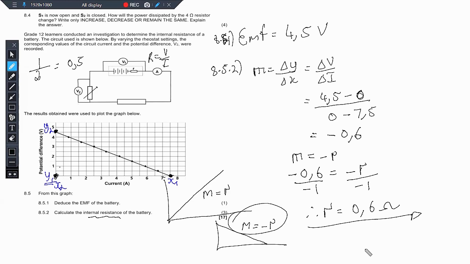So make sure that you pay attention to that and understand what the gradient of the graph represents. The gradient of the graph represents the resistance, right? To find the internal resistance, I simply used the maximum potential difference, which is the EMF, and also the total current. So we know that is supposed to give us the internal resistance, right? That's how you were supposed to tackle this question, all for a total of 17 marks. It was a pretty nice question.